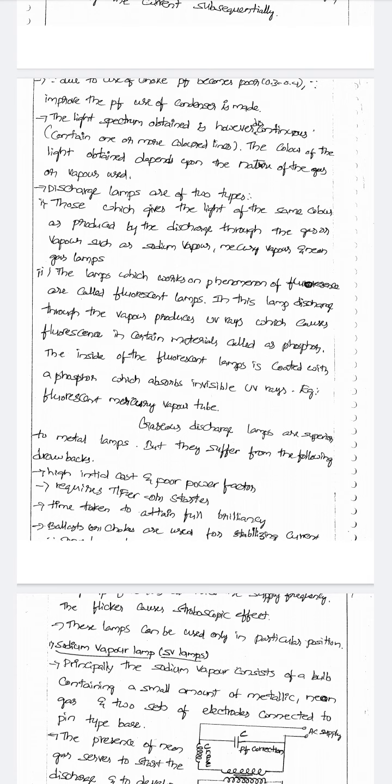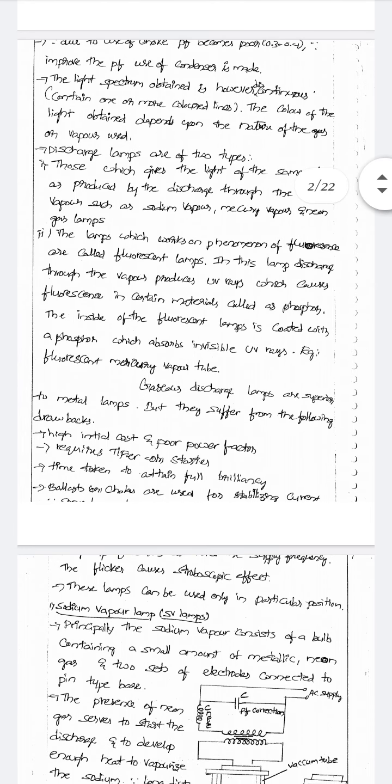The next type is the lamp which works on the phenomenon of fluorescence, called fluorescent lamps. In this lamp, discharge through the vapor produces ultraviolet rays which cause fluorescence in a certain material called phosphor. The inside of the fluorescent lamp is coated with a phosphor which absorbs UV, that is ultraviolet rays. Examples: fluorescent lamps, mercury vapor tube.